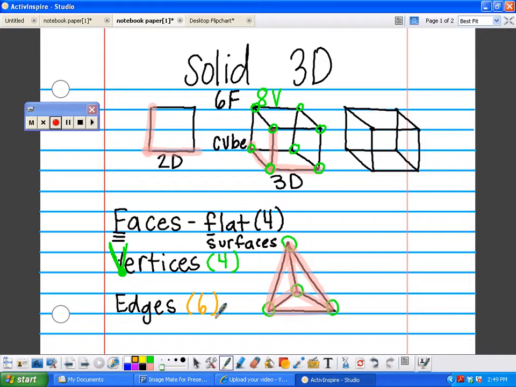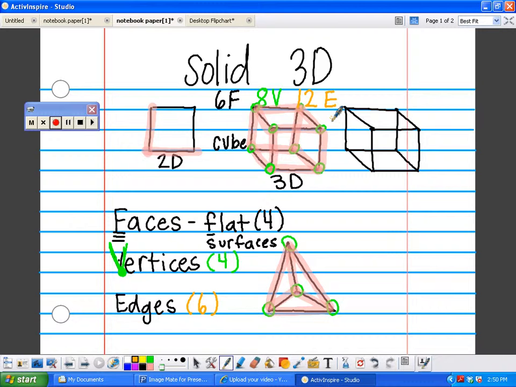Let's go up to our cube and see how many we have. How many have already got highlighted here? 1, 2, 3. Let's keep going. 4, 5, 6, 7, 8, 9, 10. Oh, I may have missed one. Let's count it. Oh, here's one right here. 12. There we go. How many edges are on a cube? 12 edges. 12E. Okay? So now you know a little bit about these shapes, the parts of them.